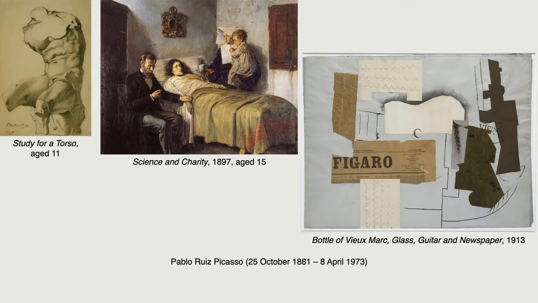It's a mixture of different views. The guitar and the table are seen from above, but the bottle and glass are shown from the side. Incidentally, the background was originally a light blue, but it's faded over time. And this is about as far as Picasso took abstraction. He didn't return to representation fully, but he continued to paint in what you might call a semi-abstract form.